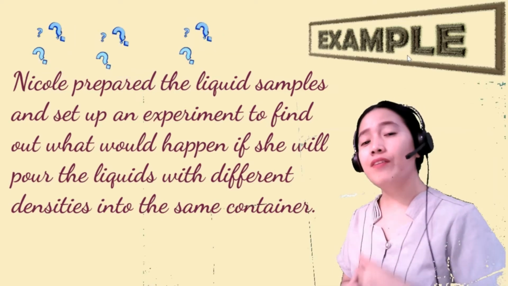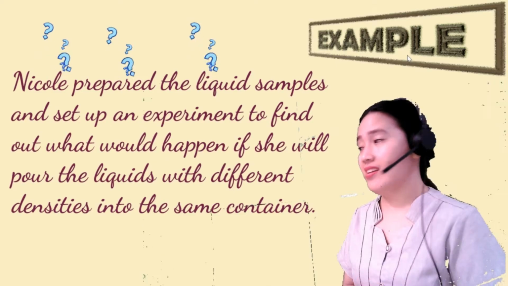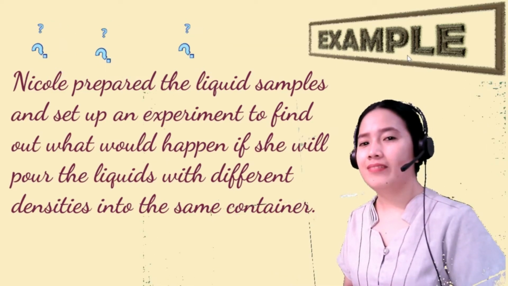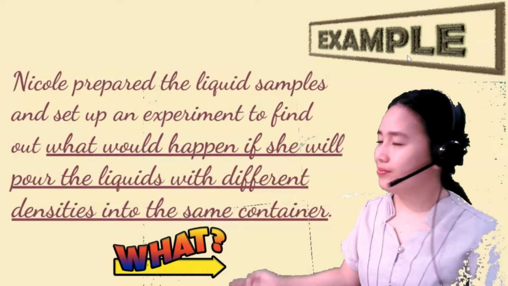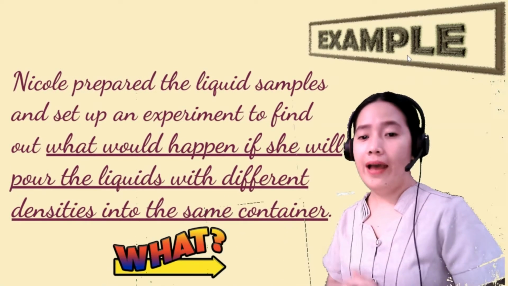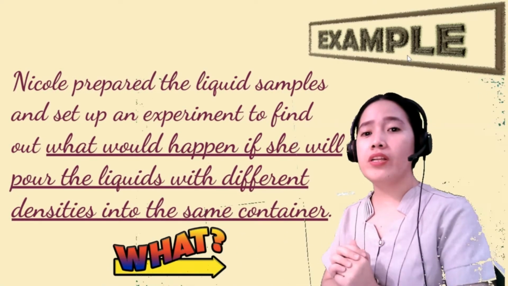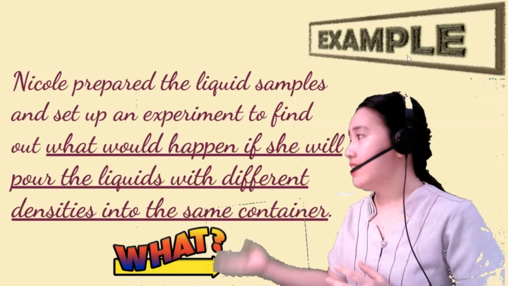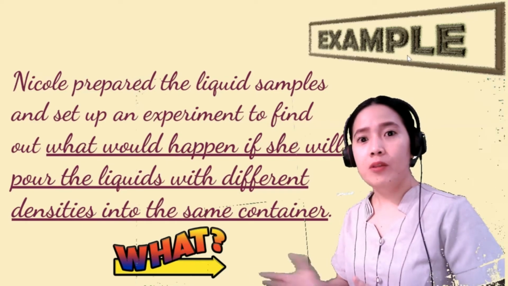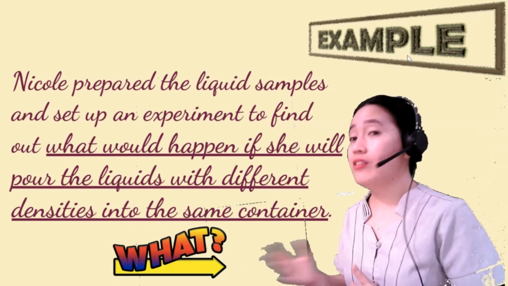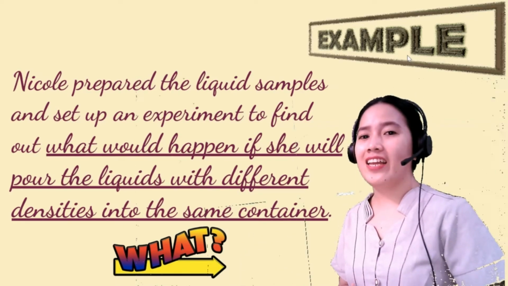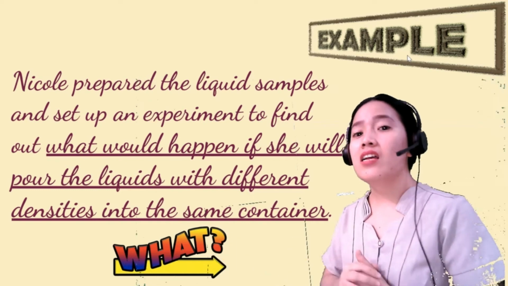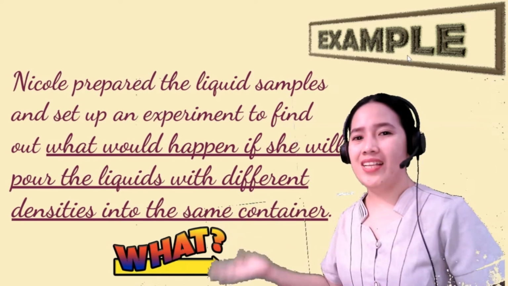Now, I'll give you time to find the problem in this example. Very good. The problem here is, what would happen if she will pour the liquids with different densities into the same container? But what made you think that that is the problem in the statement? You are right. It's because the sentence starts with the word what.